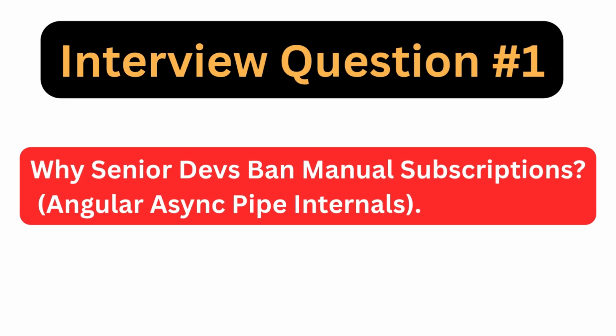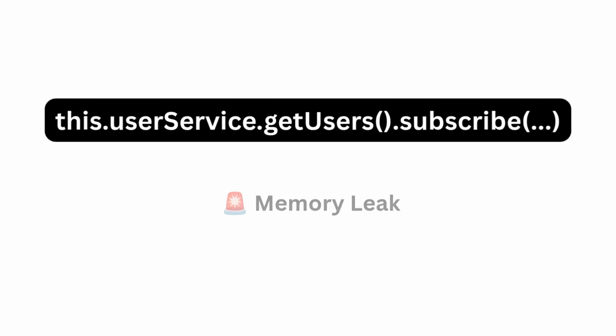If you are an Angular developer, then this question is very important for you. Here we will learn about the Angular async pipe internal working and we will see why we should avoid the manual subscription. Have you ever noticed that senior developers rarely write dot subscribe inside components? But why? Is writing dot subscribe actually bad?